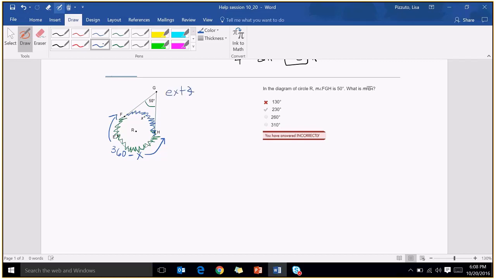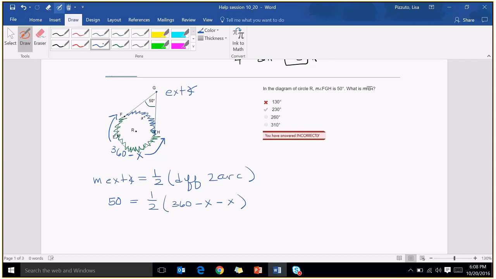All right. This is what we refer to as an exterior angle. It's an exterior angle because the vertex is on the outside of the circle. So the measure of an exterior angle is equal to half the difference of the two arcs. In this case, we know that this exterior angle is 50 degrees. They're telling us that. So we want to take half of the difference between these two arcs. So that's 360 minus x, which is the first arc, minus x again, which is the second arc.